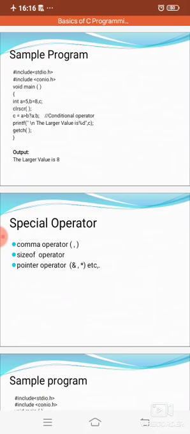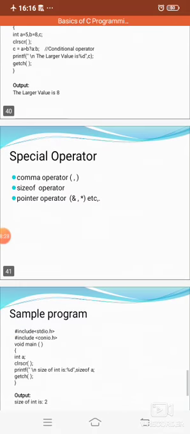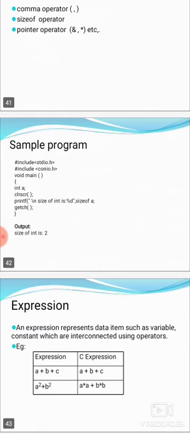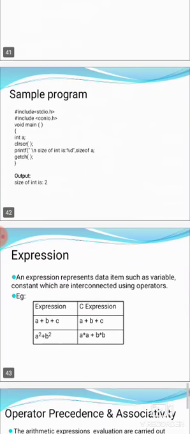Then comes the special operators. Special operators are comma, sizeof operator and pointer operators. These are the special operators used in C. The operators ampersand and star are used for pointers. This is the sample program. Hash include header files, and inside a main function I am declaring a variable A, and when I print the size of the variable A, it will be printed as 2, since an integer occupies 2 bytes of memory. Here, to print the size, A is used within brackets.